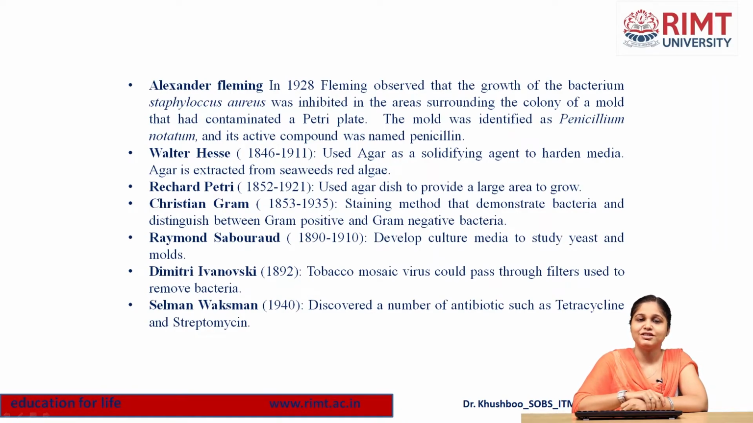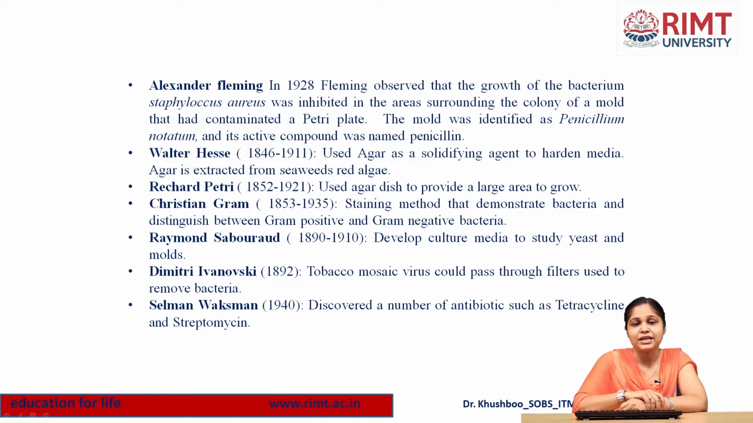Here are some more which we have to see, that is Alexander Fleming. In 1928 Alexander Fleming observed that the growth of the bacterium Staphylococcus aureus was inhibited in the areas surrounding a colony of mold that had contaminated a petri plate. It was a mere case of surprise for him. The mold was identified as Penicillium notatum, and its active compound was named penicillin.